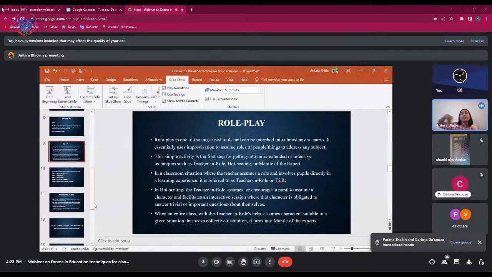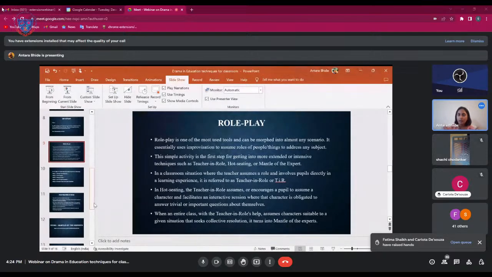Okay. And then the teacher in role, here the teacher can get into the role of a journalist or a lawyer or an interrogating police officer or anything basically. That will help the teacher in role facilitate this entire conversation. So we've understood teacher in role, we've understood hot seating.